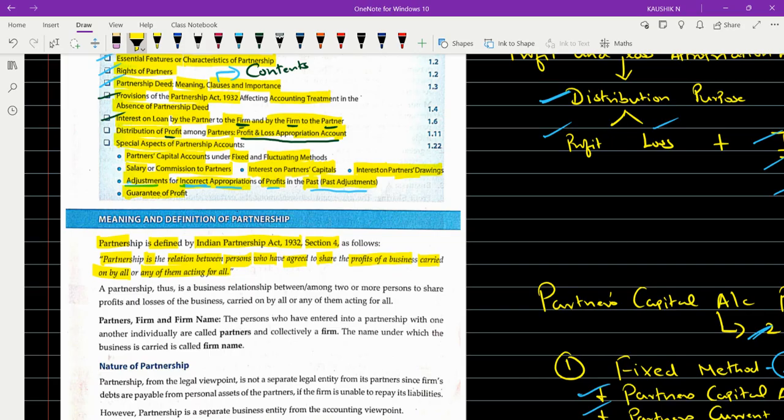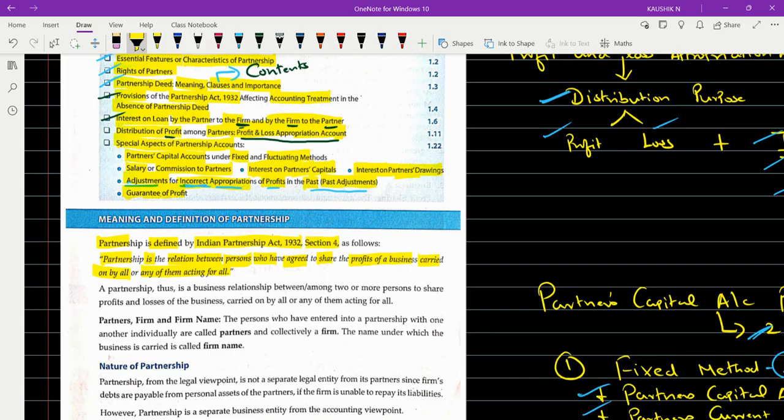So in that case, what happens? A and B have just contributed the funds for the business. C is the one who is navigating the business to the next level. So that means C is acting for all. C is not going to do all the activities for himself. He is going to do the entire activity for the business as a whole. That means C is running the business on behalf of A and B along with his own presence. So we call it a business carried on by all or any of them acting for all.